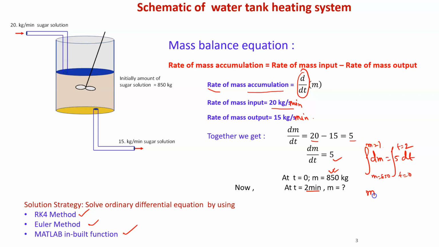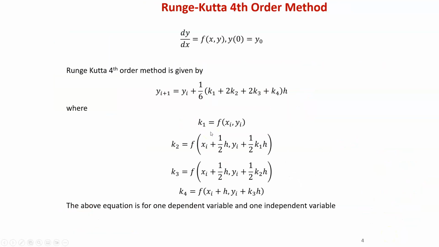So if we do the integration, m from 850 to m is equal to 5t from 0 to 2. Now m minus 850 is equal to 5 into 2, so that is 10 minus 0, so m will be 860 kg. That means after 2 minutes the answer is 860 kg. Now we have to solve this problem by using the RK4 method.